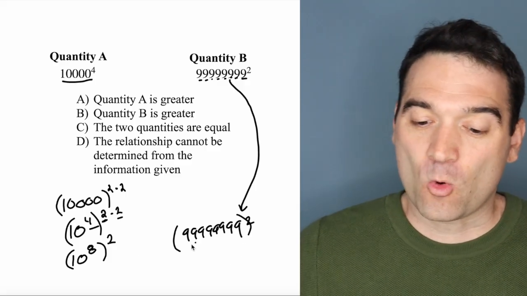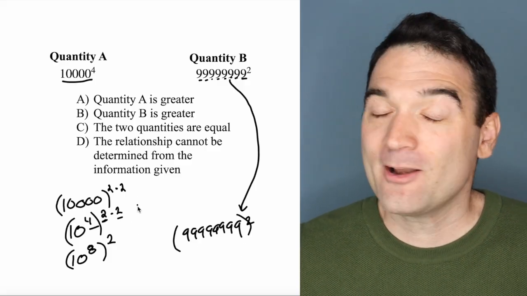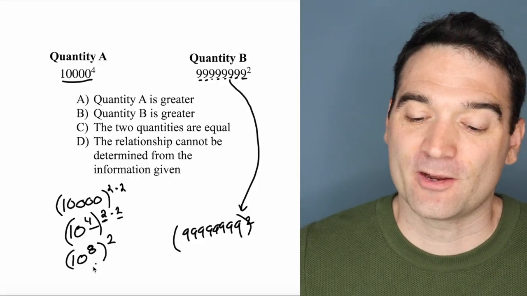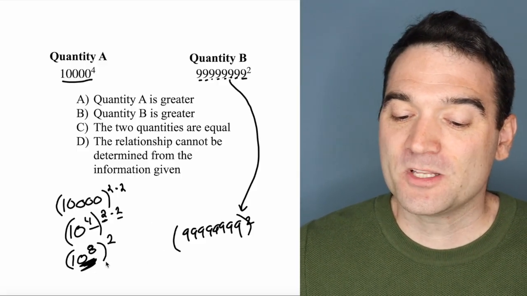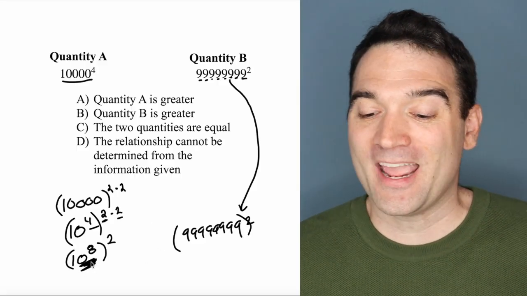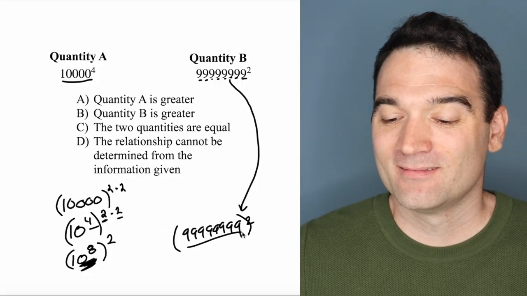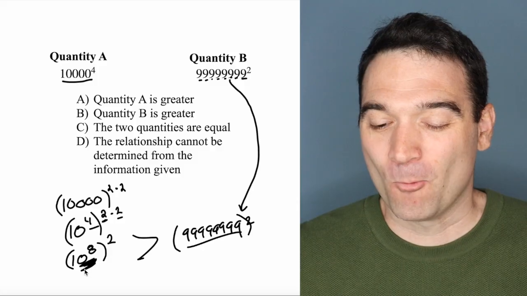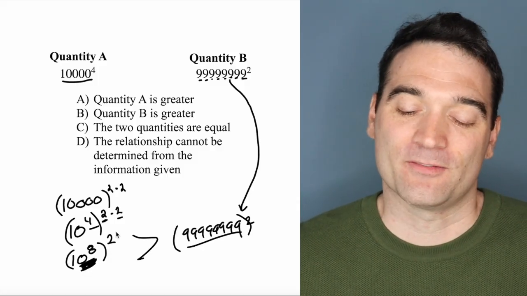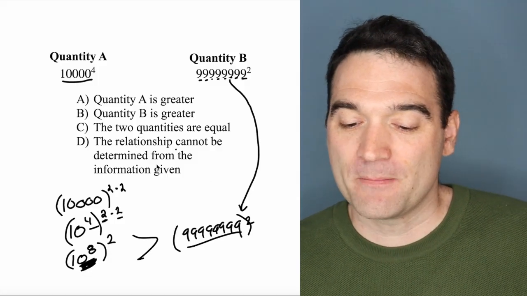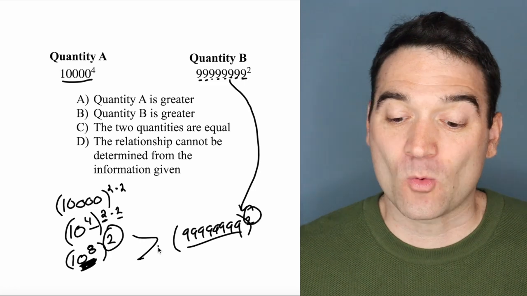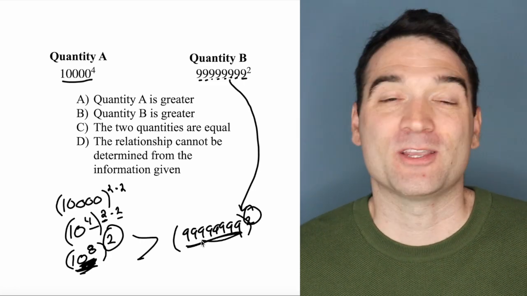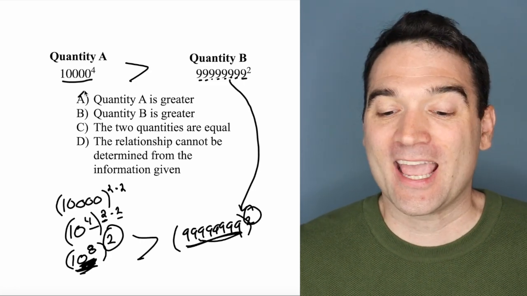Well, remember, this is a quantitative comparison. I don't actually need to calculate the numbers. I just need to figure out which one is bigger. So what's bigger? A 1 with 8 zeros tacked onto it, or 8 nines in a row? Well, it's going to be quantity A by literally 1, right? Obviously, it gets different when we square it. But if I'm just comparing two quantities that are squared, then this one has to be greater than that one, meaning that quantity A is greater.